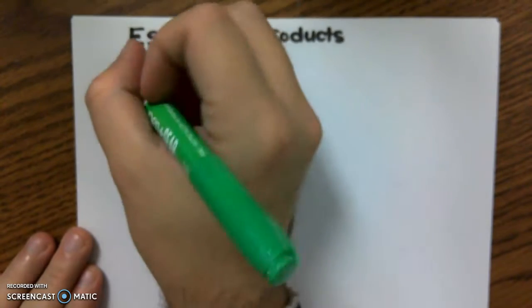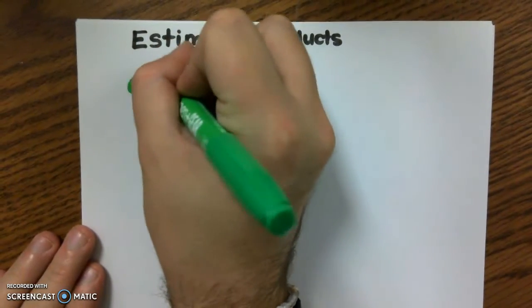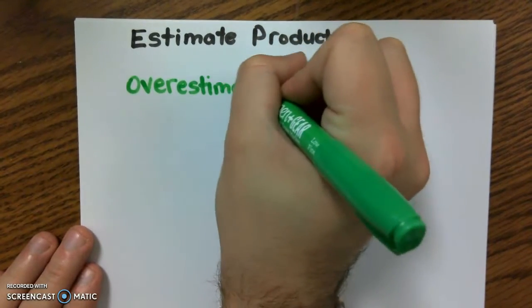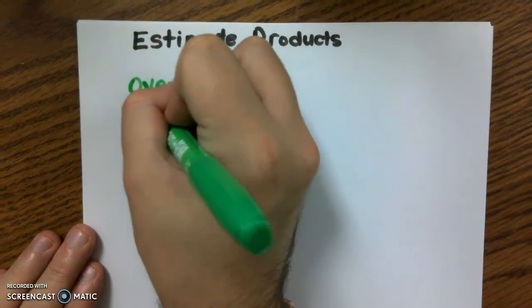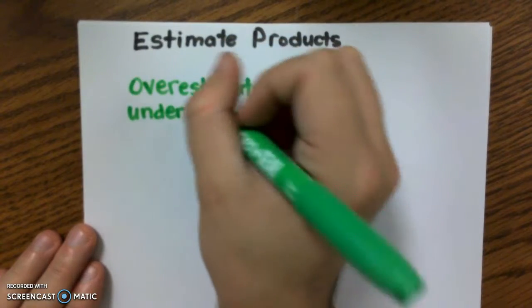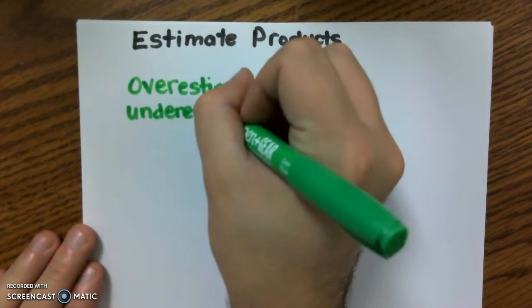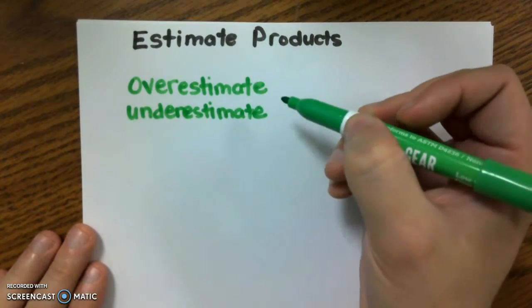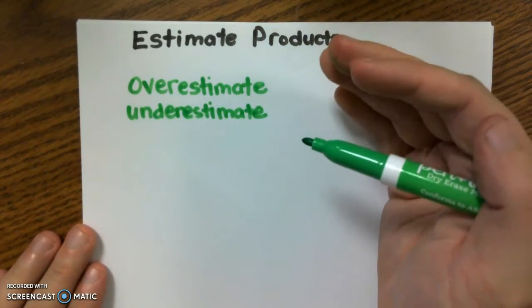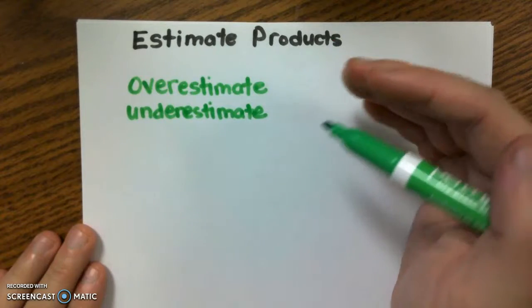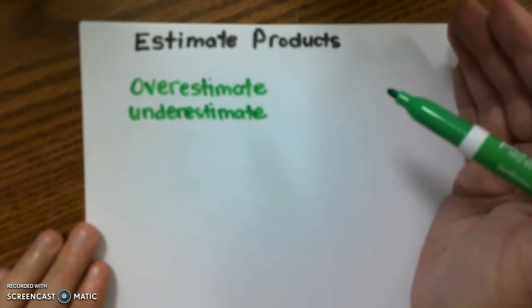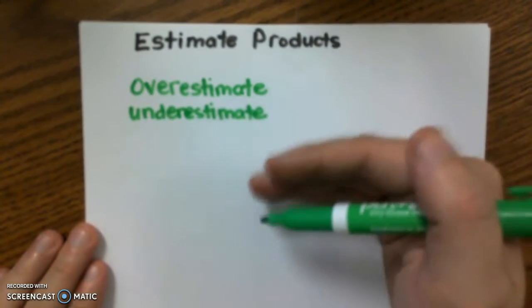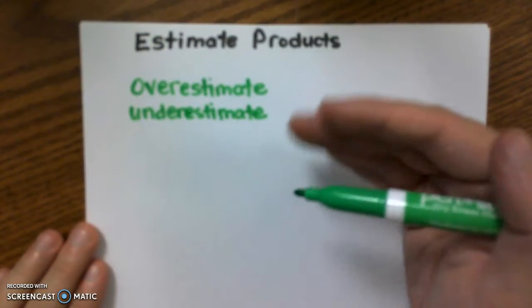There is overestimate, and then there's an underestimate, or overestimate, underestimate, however you want to say it. Okay, so an overestimate is when we round up based on our number sentence, and we get a bigger number or a bigger product than our exact product. An underestimate is where we round down and we get a lower product than our exact product.